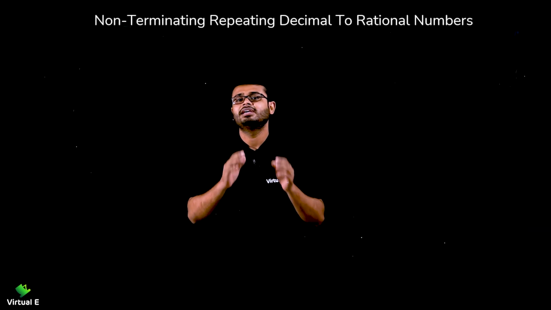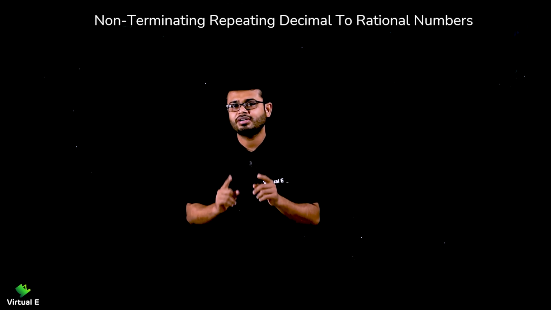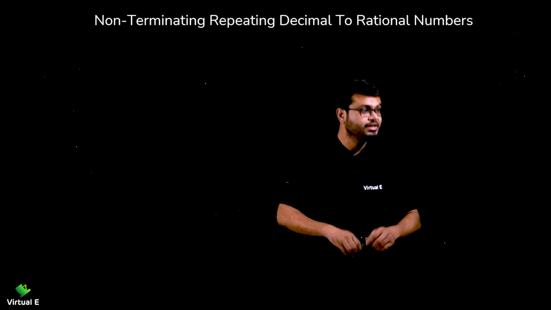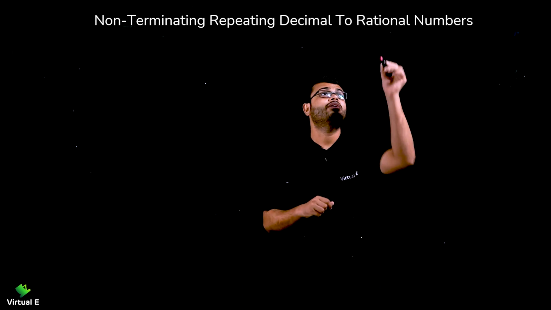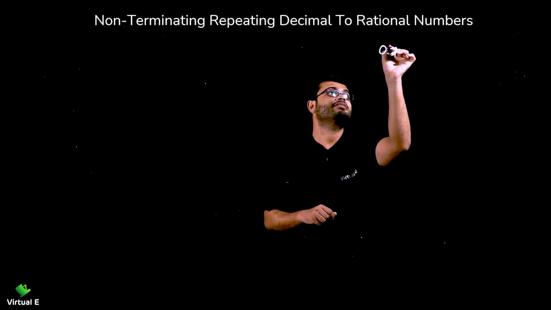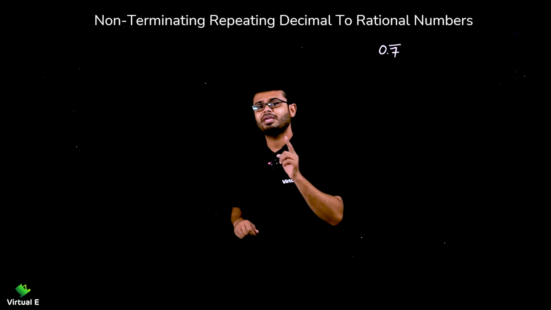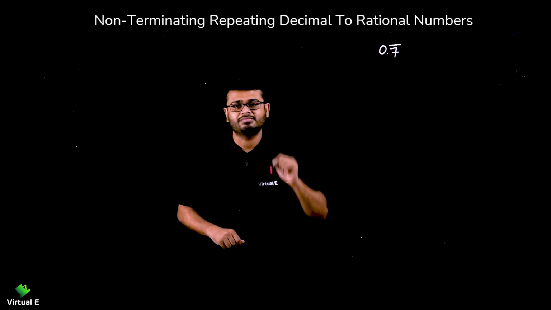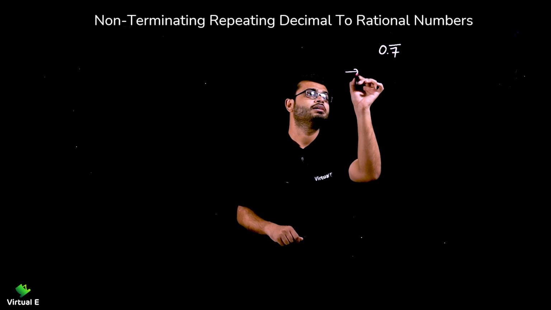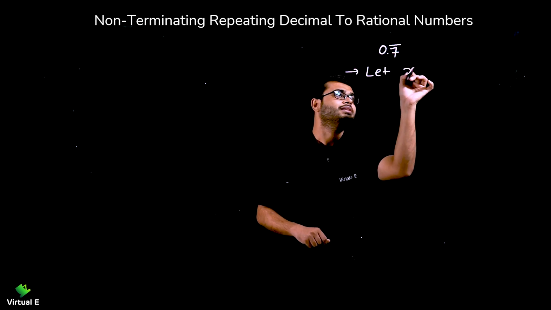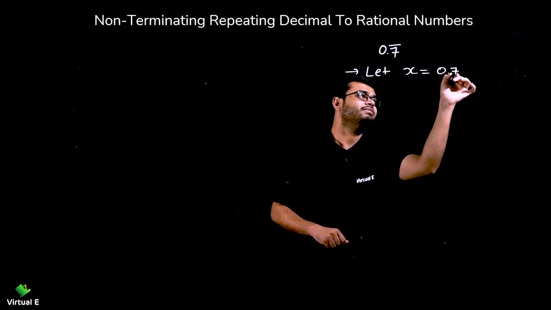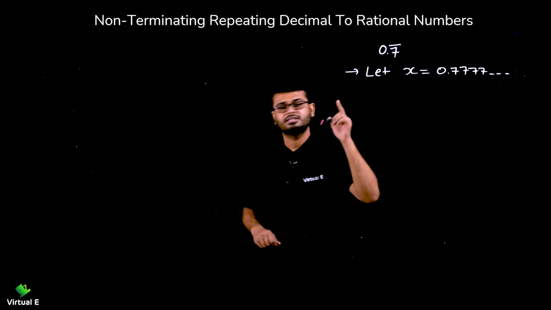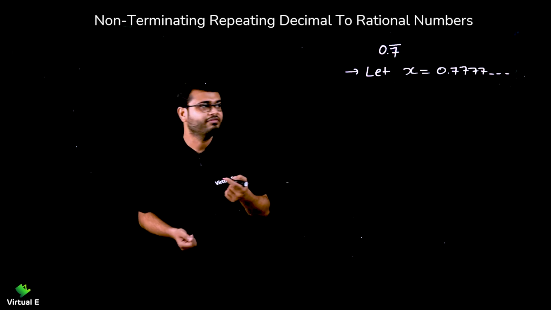Now let's discuss the conversion of non-terminating repeating decimals into p by q form. Let's start with the first example. So let's take an example of 0.7 bar. We want to get the p by q form of this non-terminating repeating decimal, right? So first of all, let x is equal to 0.7777 dash dash dash, right? 7 bar, so you can write up to your wish.